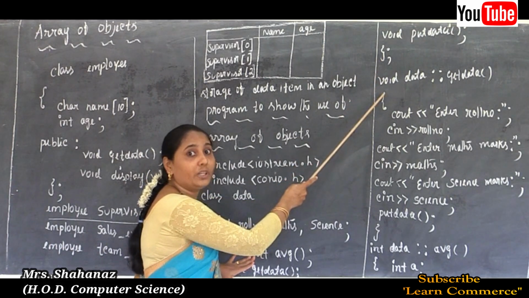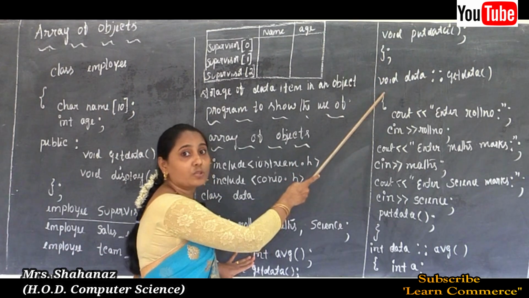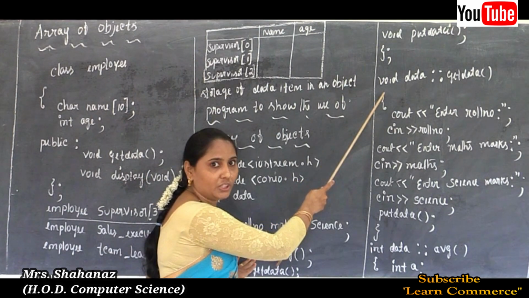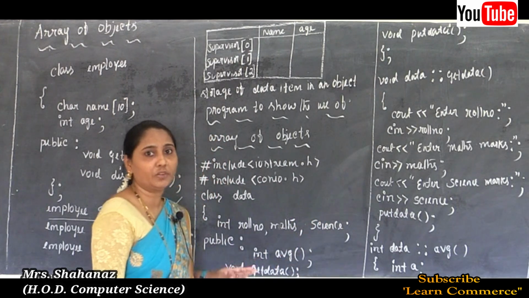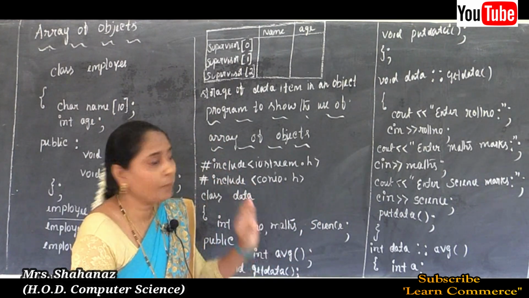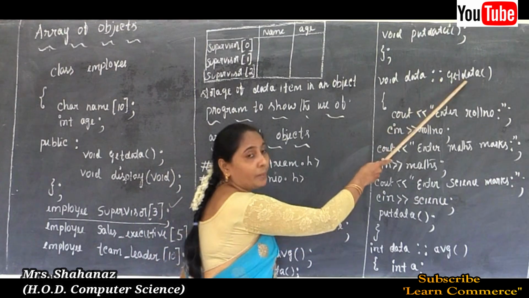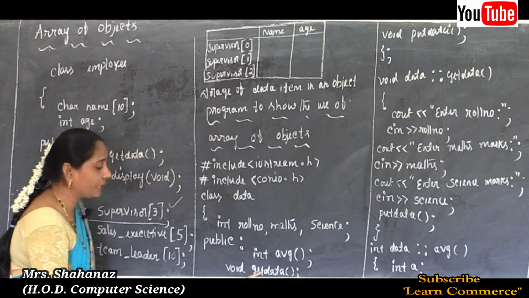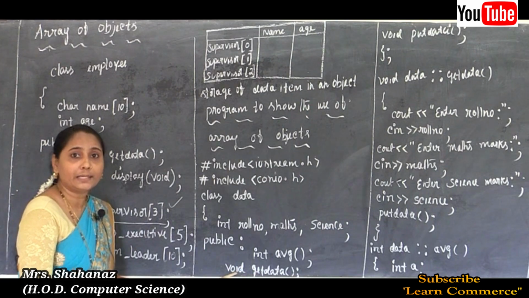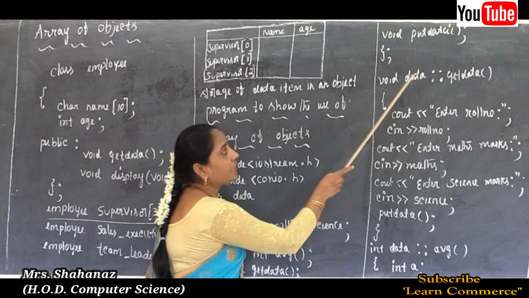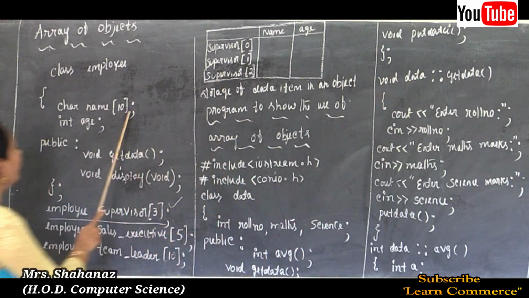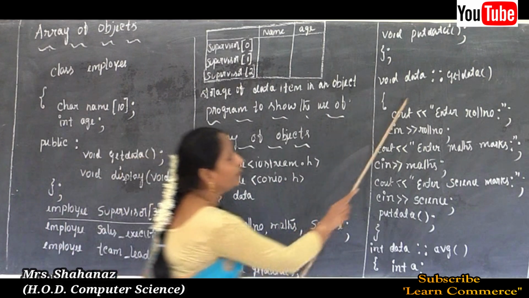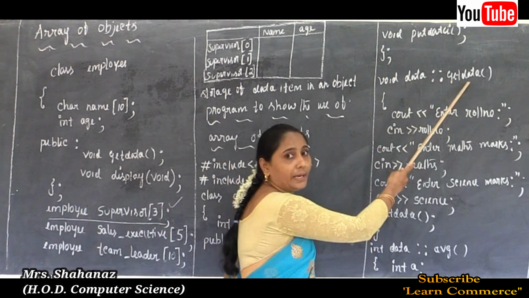Now we need to define the member function outside the class, and we know the syntax of the outside class definition: return type, class name, scope resolution operator, member function. So later we know that getdata contains the data type void. So void, and second, the class name is data. Clear this point here. The class name is data in this case here. Data, scope resolution operator and getdata.